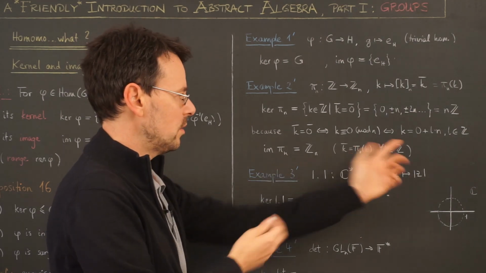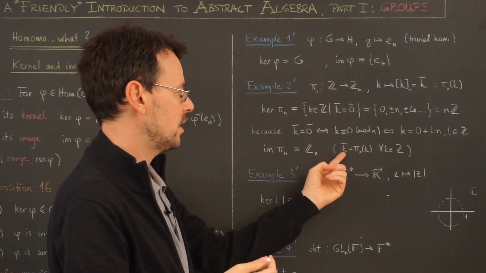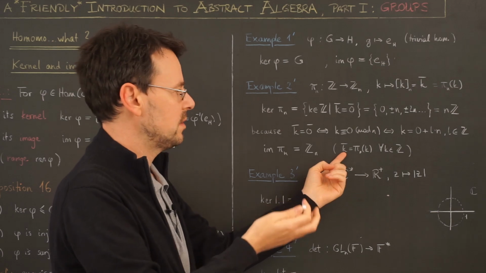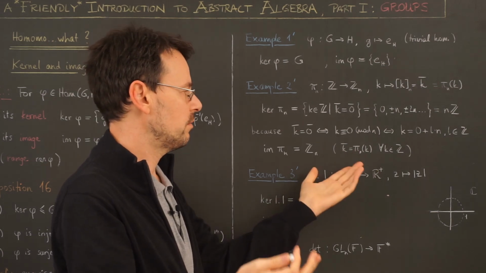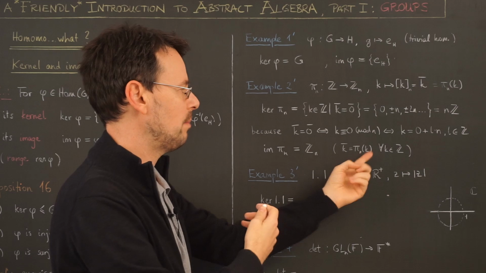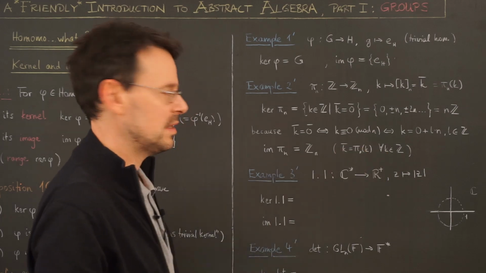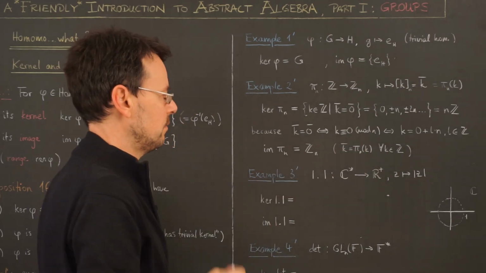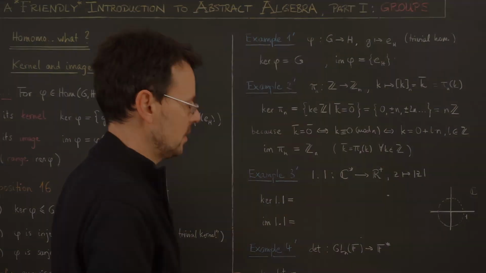The reason again here is simply that any residue class is clearly pi n of k, because it does nothing but map k to its residue class. So clearly it's surjective, so it's an epimorphism.